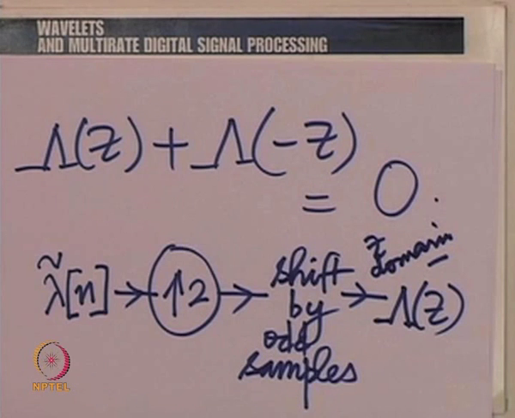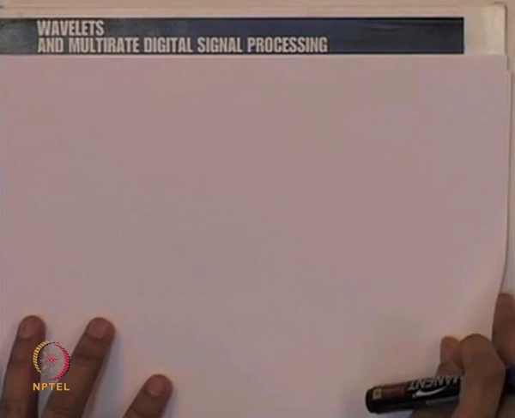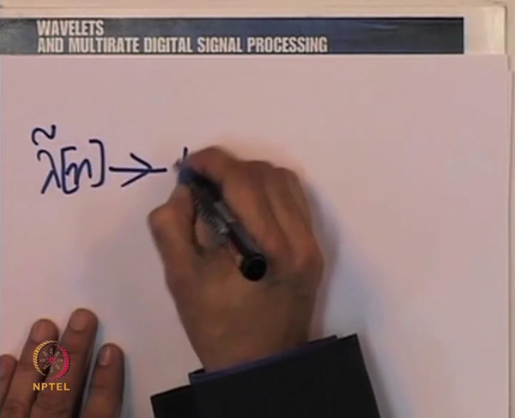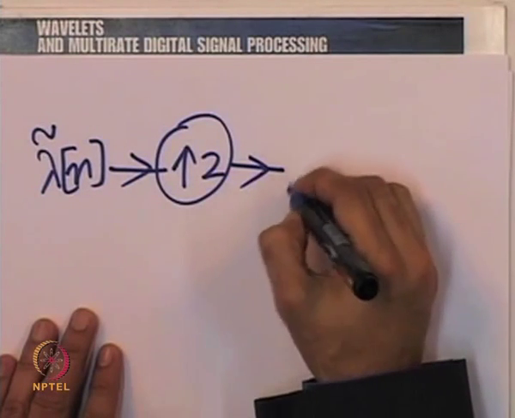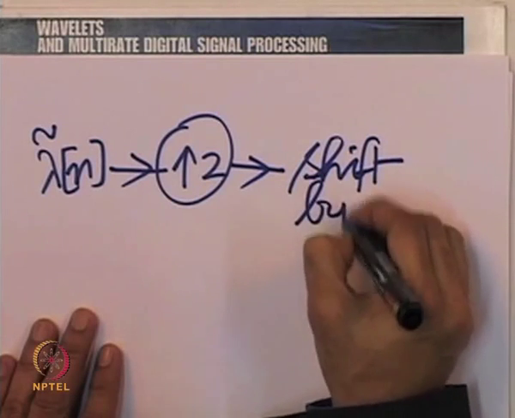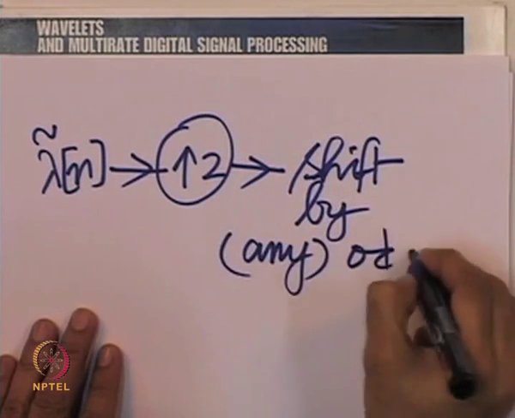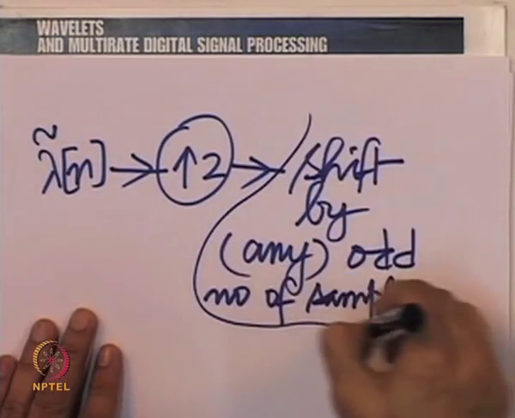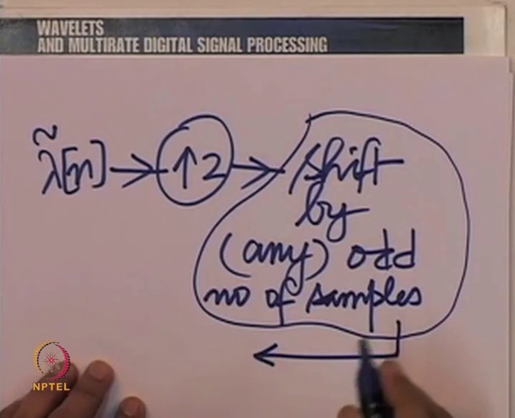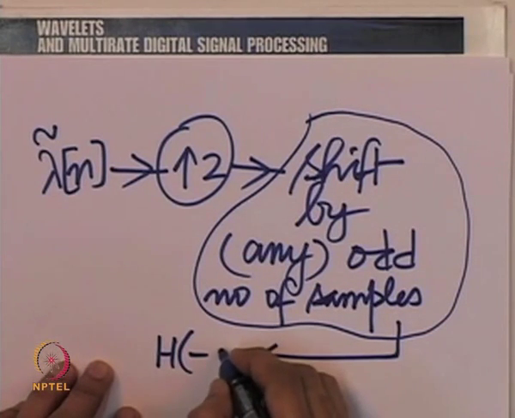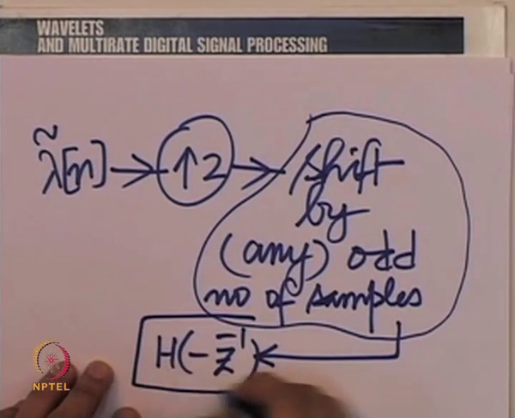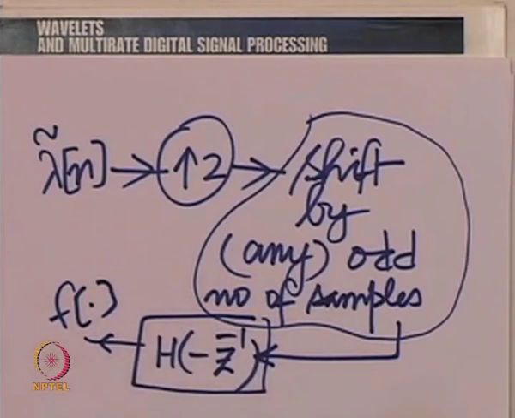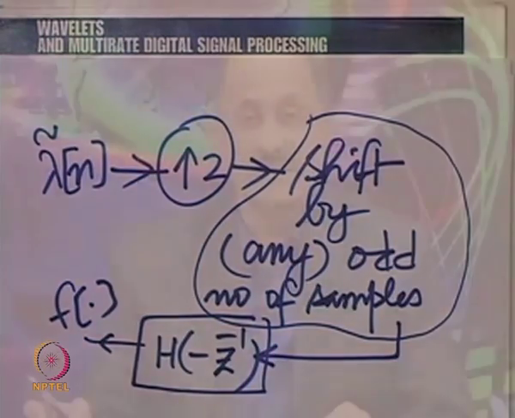And what we are saying in addition is that to get f(z), we effectively have to cascade this. So, you have lambda tilde n and then you have an upsampler by a factor of 2. You could shift by any odd number of samples. And then subject this to the action of H of minus z inverse, and what we get here is essentially the sequence f. This is what we have essentially said.